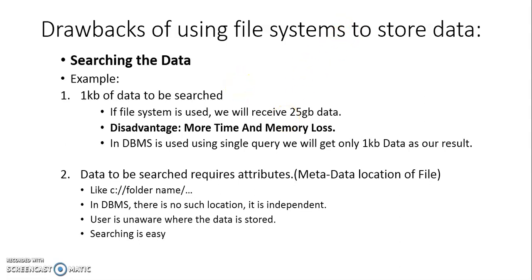But if you are using DBMS, you will write: select the train on a particular date, that is Saturday, and you will get the result within some seconds. So only 1 KB of data will be the result. So this is the disadvantage of your file system. Now next one, if you are using file system, then for the particular file which is to be searched, you will give the path, like it is present in the C drive, it is present in Program Files, then within Program Files there is a folder.